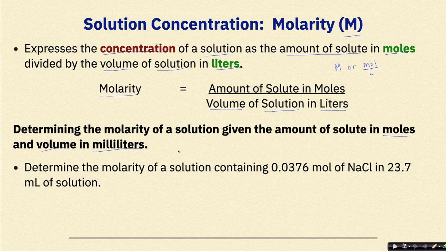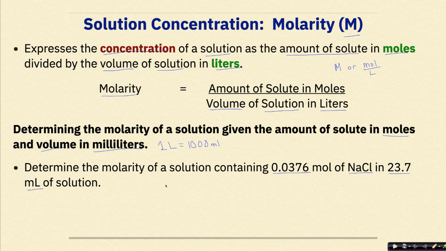Now, one conversion factor that you need to be aware of here, or remind yourself of, is that 1 liter of any type of solvent is going to be equal to 1,000 milliliters. So we need to keep that in mind. In this particular example, determine the molarity of a solution containing 0.0376 moles of NaCl in 23.7 milliliters of solution.